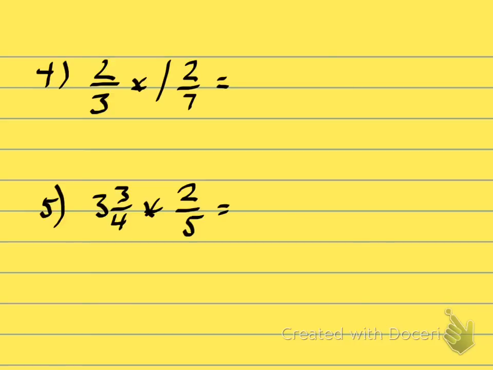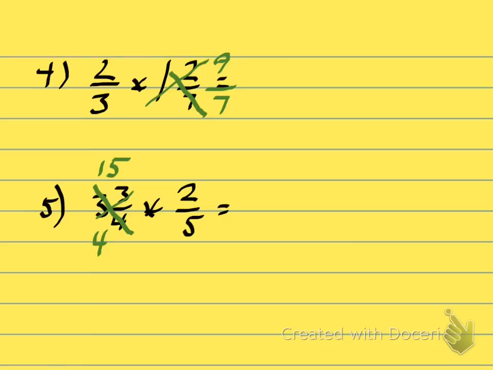All right, welcome back. So what you need to do for both of these problems is change the mixed number to an improper fraction. So the first one is going to be 9 over 7. And the second problem, let's go ahead and just do this right now, Ben. 3 times 4 is 12, plus 3 is 15 over 4.